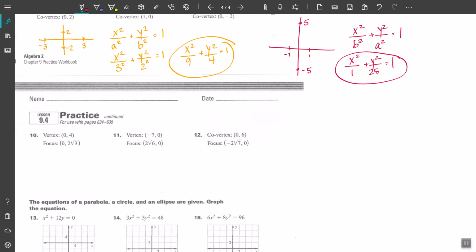This is a vertical ellipse. So that means that my a squared term, my major axis, is going to be underneath the y squared term. Okay, so now they gave me the coordinate for the vertex, which is 4. So my a is 4. My a squared will be 16.